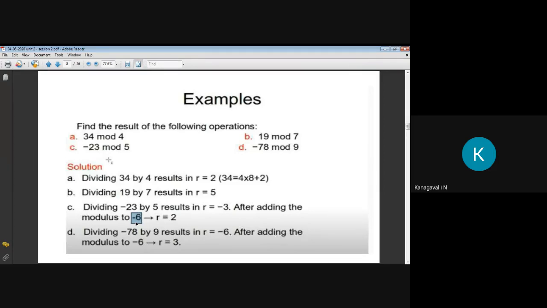Minus 23 mod 5. Normally, how are we calculating minus 23? I'm giving just 1 minute. If you are able to think that the remainder answer is minus 3, then you have to explain. Otherwise, I will explain. I'll give just 1 or 2 minutes. Minus 23 mod 5.